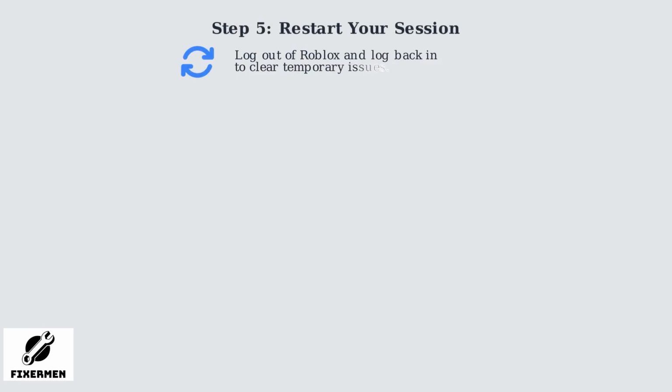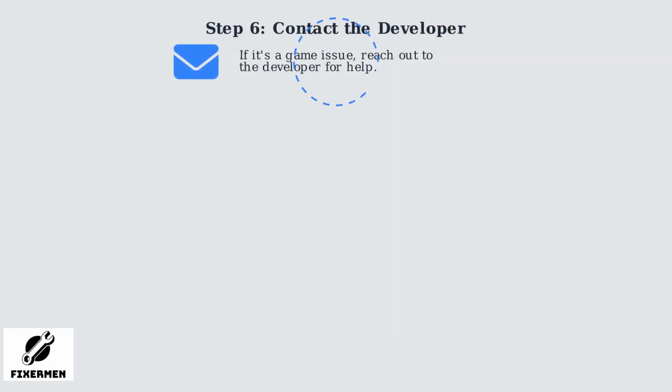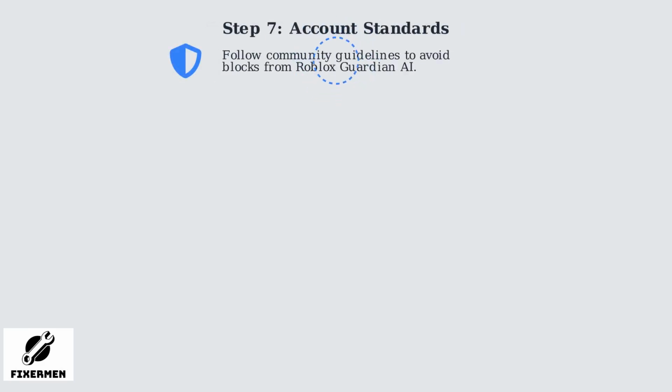Logging out and back into your account can also resolve temporary glitches. In rare cases, the game itself might have a configuration issue. Contacting the game developer can provide insight. Roblox's Guardian AI can also auto-detect and block high-risk joins, so ensuring your account follows community standards is crucial.